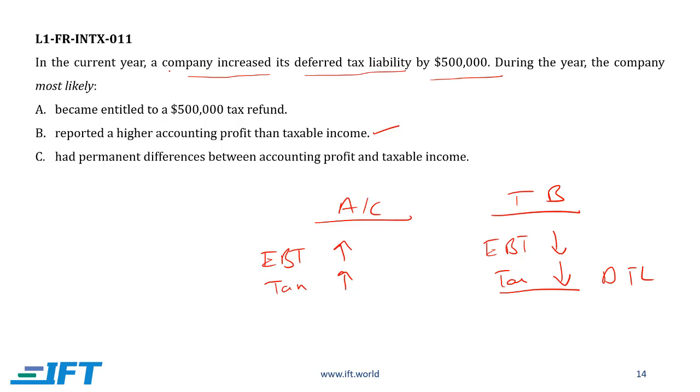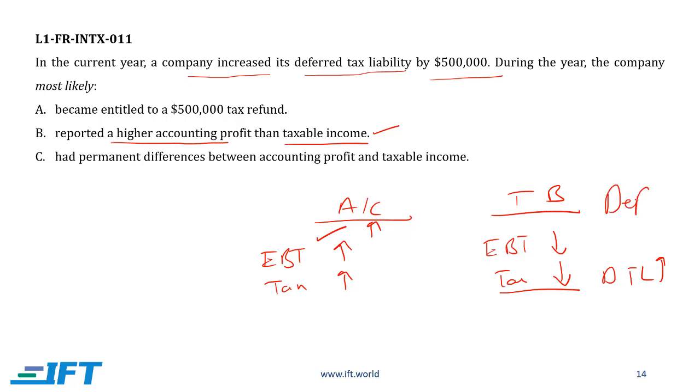So in the current year, a company increased its deferred tax liability. So what is happening? Deferred tax liability is increasing. How would a deferred tax liability increase? You reported a higher accounting profit than taxable income. So your accounting profit was higher than your taxable income. This is the reason why your deferred tax liability would go up, and it makes intuitive sense as well.